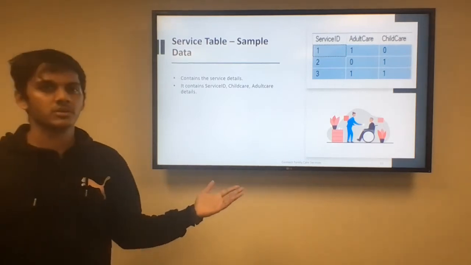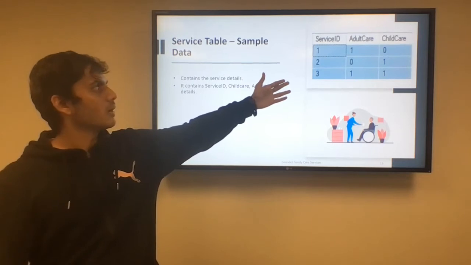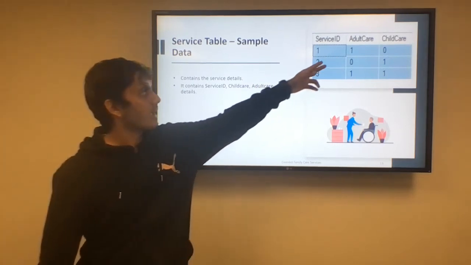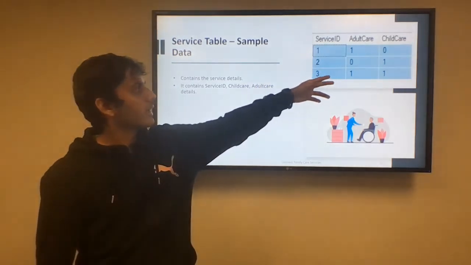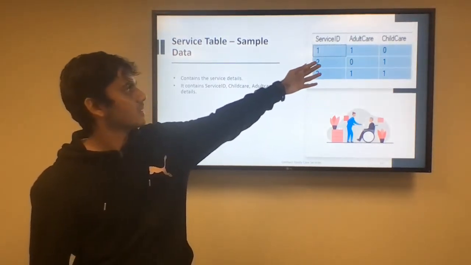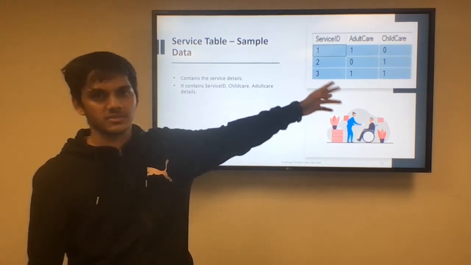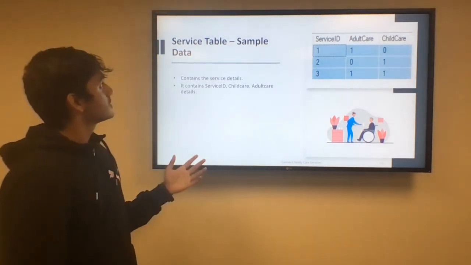The next table is about the services offered by the company. We offer 3 different services, which are denoted by flags: adult care and child care. The first service will have just adult care, the second one will have just child care, and the third one has both. So this is about the service table.